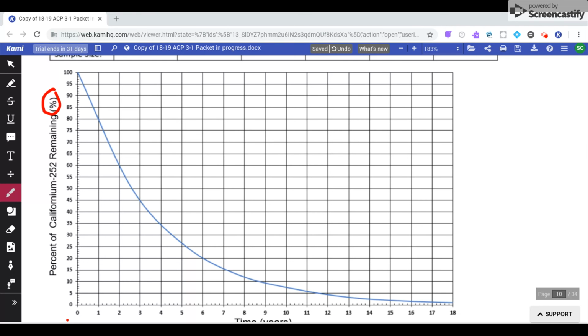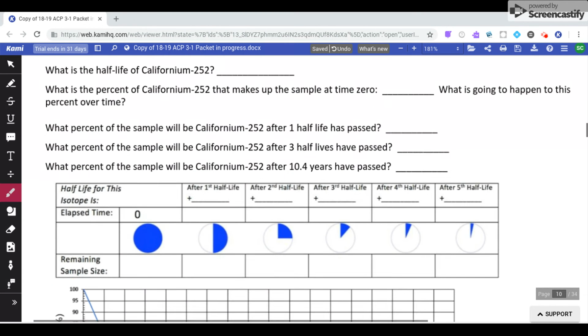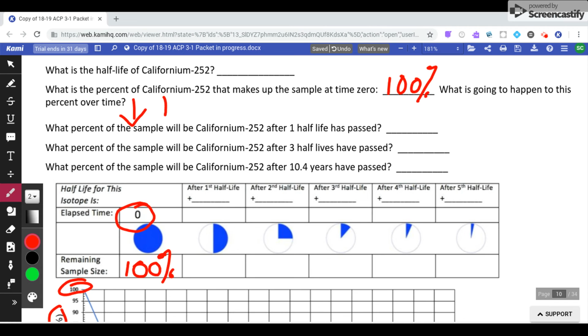Now, at time zero, remember this is before any decay has occurred. This is the full amount of the unstable, unhappy isotopes. All of them are there. We have 100%. So that's how much we have when no time has passed, 100%. I don't know what the half-life is yet. I'll find out in a second. But what I do know is that I have 100%. And what's going to happen to that percent over time? It's going to go down by half. Every half-life that passes, it's going to go down by half, which is really easy when you have percents.